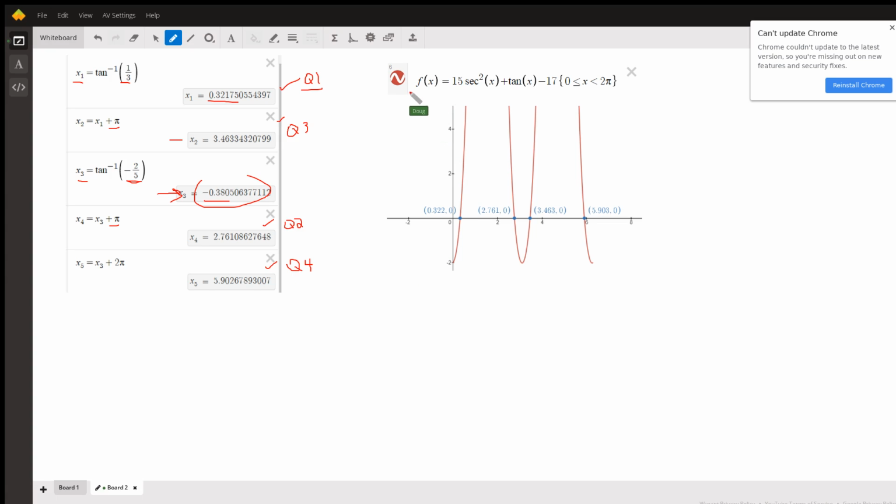And here's a way to check your work. I rewrote the original equation as a function of x. And then where does that function or graph cross the x-axis? Well, you can see all these points match up with what we got over here.